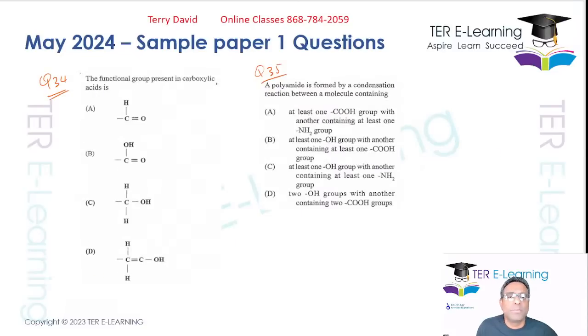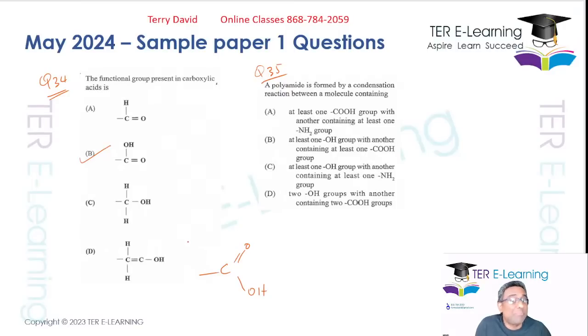Back up here now. So question 34, that's what I was asking. People are getting B as the answer. Let's see if that makes sense. The acid group, they just draw it kind of funny. But the acid group basically looks like this: you have a double bond and an OH. But what they did, they drew it a little differently. What about 35? A polyamide is formed by a condensation reaction between a molecule containing what?